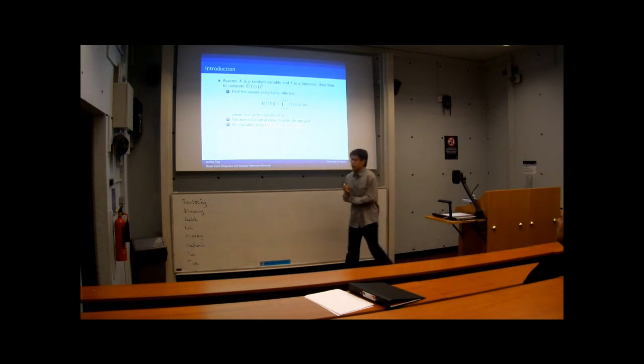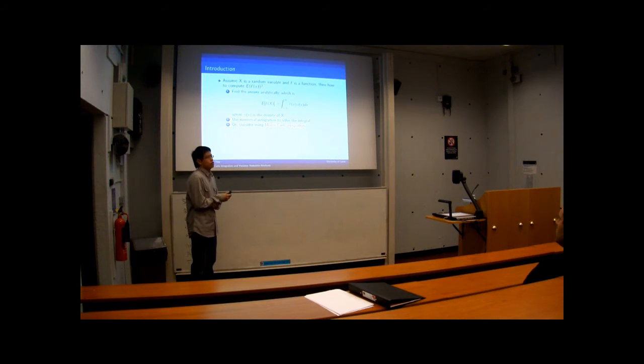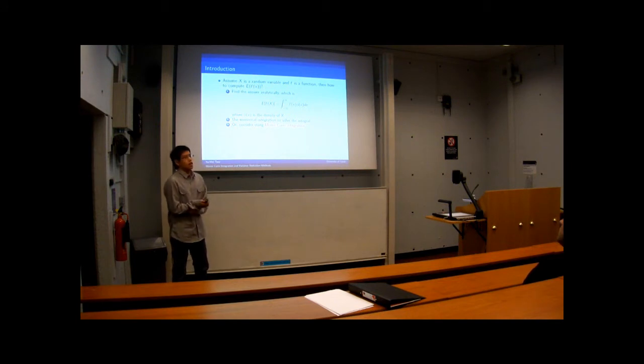Assume X is a random variable and f is a function. Then how do we compute the expectation of f(X)? We have 3 methods. First, we can calculate the integral analytically, just calculate the integral of f(x) p(x) dx. The second method is to use numerical integration to solve the integral. Or we can consider using Monte Carlo integration, which I will introduce later.